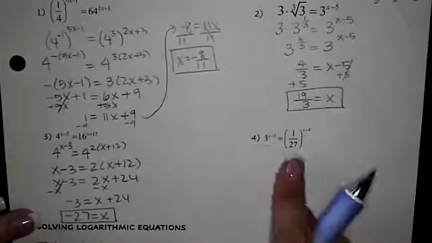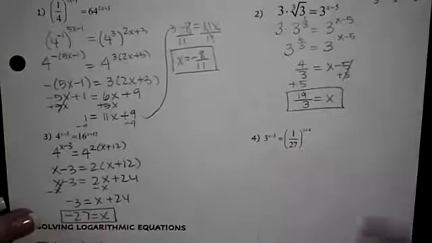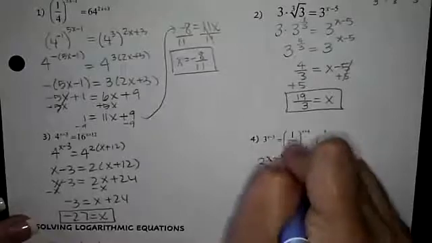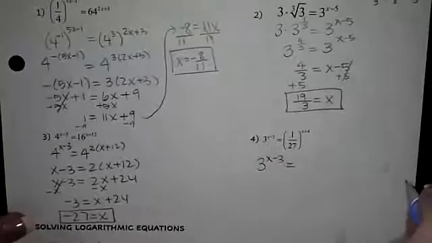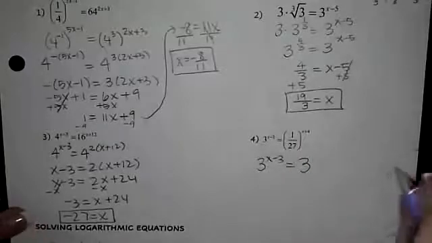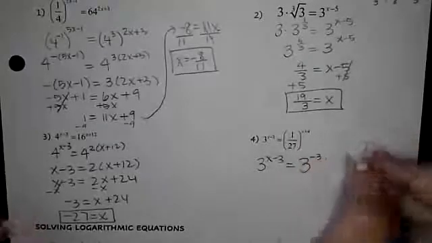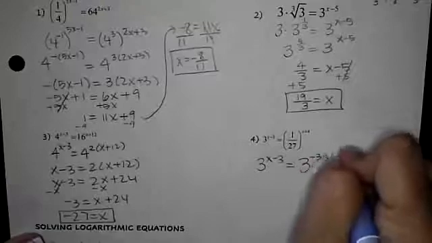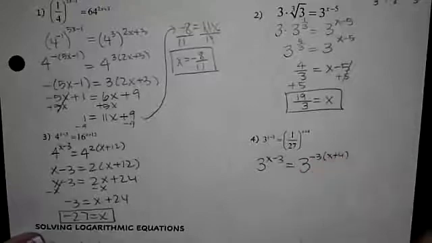On this one here, the base that we can get both of those to be is 3. Therefore, I do not have to change the left-hand side. It's already got a base of 3. For the right-hand side, this would be 3 to the negative third. Remember that negative flips it. That's what's going to make it a fraction. So multiplying that negative 3 times x plus 4, which was my original exponent.